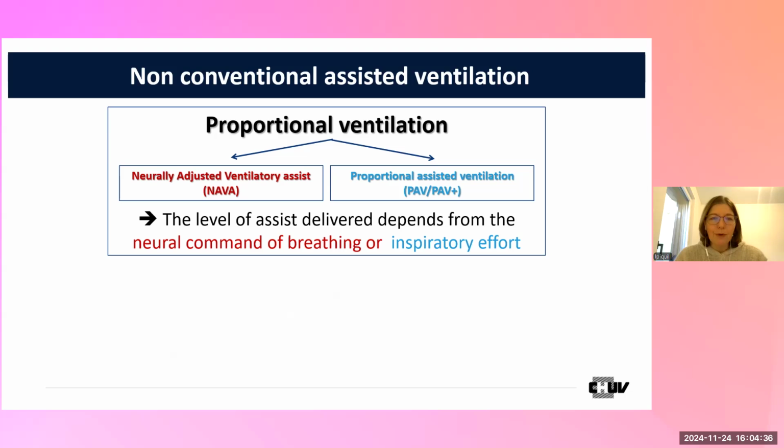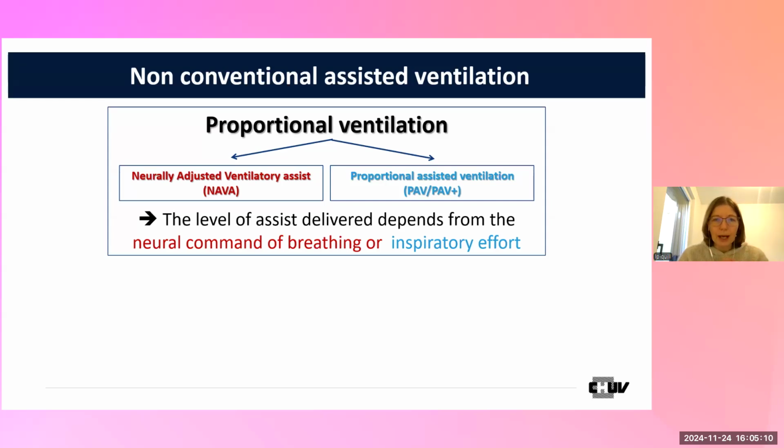For neurally adjusted ventilatory assist, ventilation is delivered in proportion to the amplitude and timing of the neural command of breathing. Oppositely, in proportional assisted ventilation, the ventilator assistance is delivered in proportion to the inspiratory effort of the patient, which is directly correlated to the inspiratory muscle contraction.